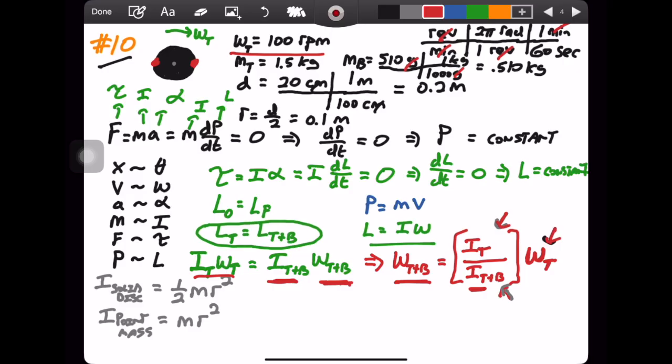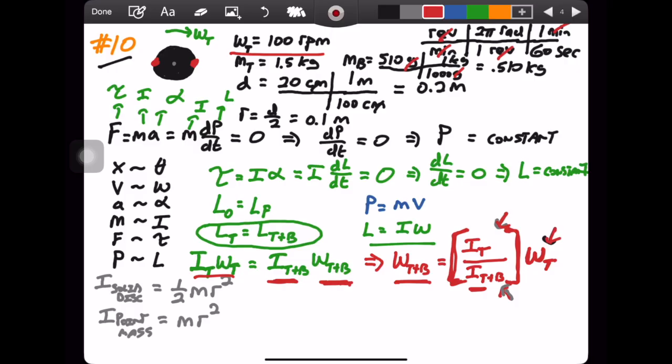Okay, so now what we need to do is solve for the moments of inertia that you see in these brackets right here. And then we'll multiply it by 100 RPM, and then we'll get our final angular velocity for the turntable block combo. So here's how it's done.